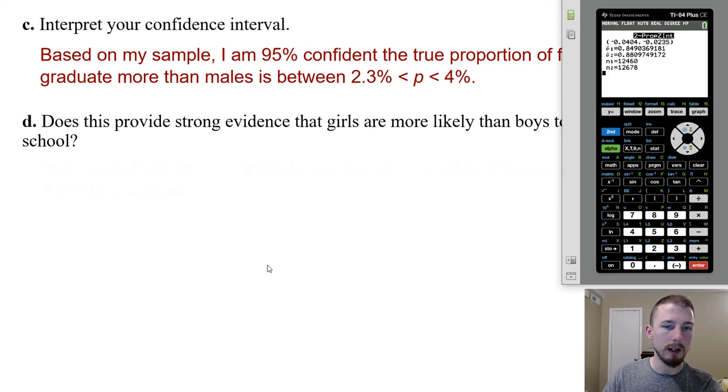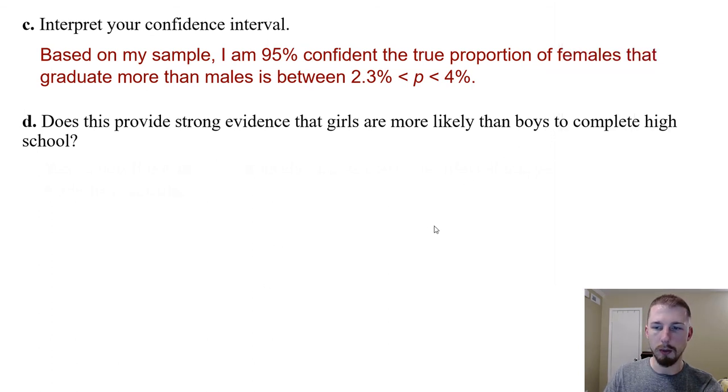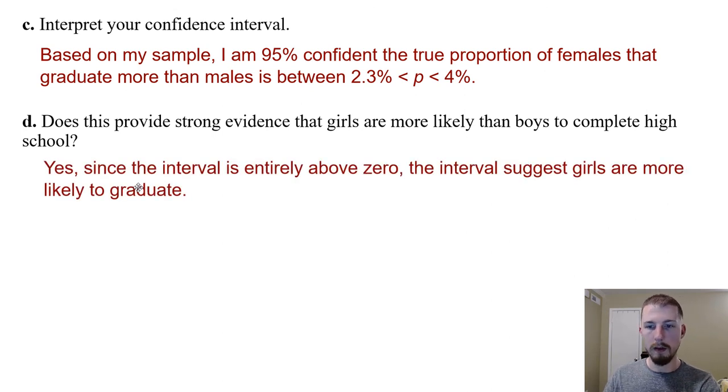Okay. Does this provide strong evidence that girls are more likely than boys to complete high school? Yes, because 0 is not contained in this confidence interval. It's not within the margin of error, so we don't think it's possible that there was no difference between the two. So we have enough evidence with a 5% alpha level to suggest that women are more likely to graduate high school than men.